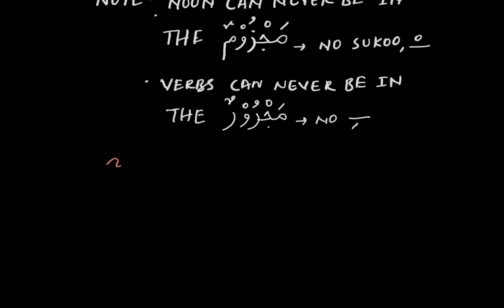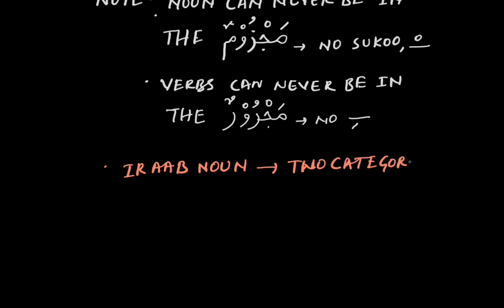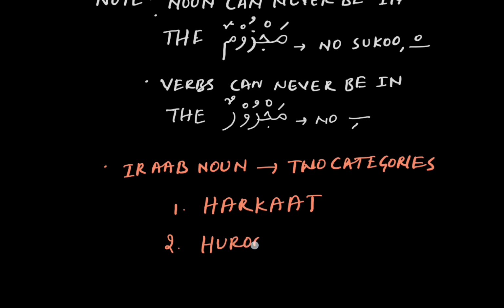Now, i'rab of a noun can be divided into two categories. That is, based on harkat and based on huruf. So let us see these two things.